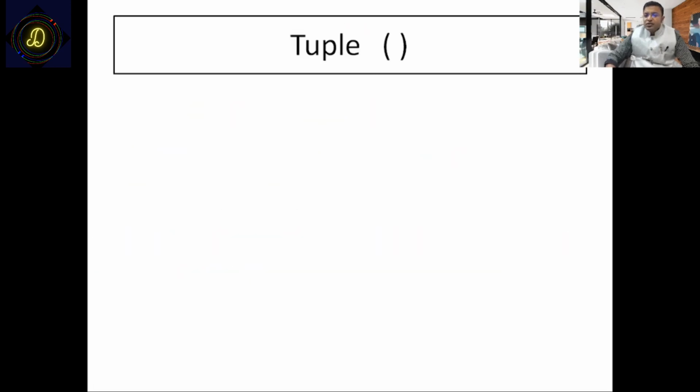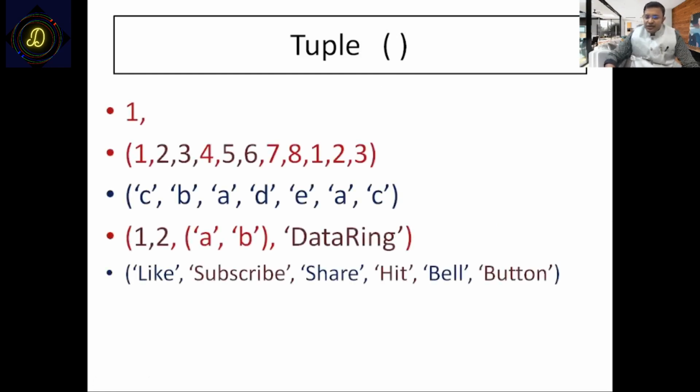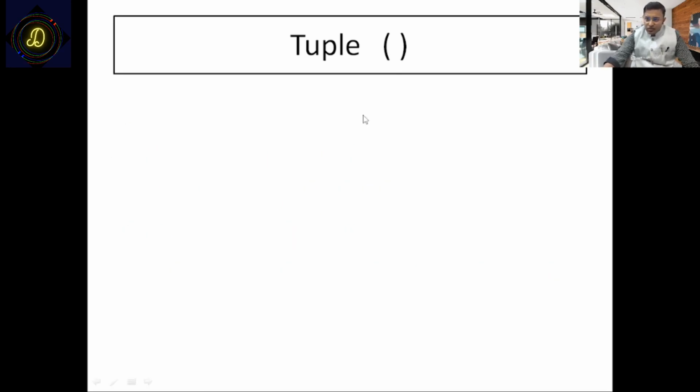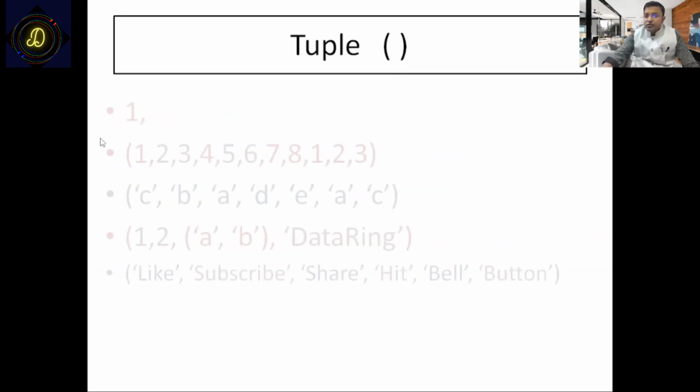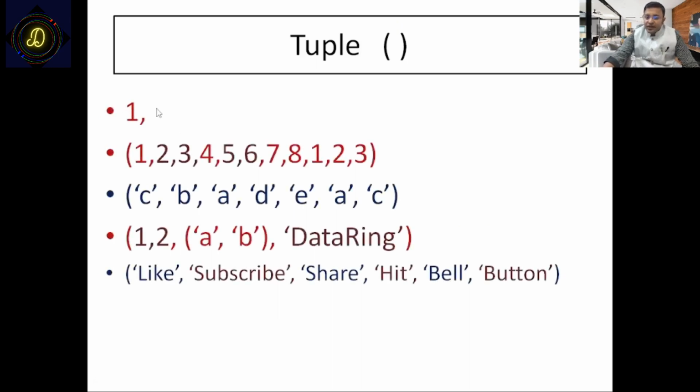Now coming to the tuple. Tuples are written in parentheses, in round brackets. A tuple can be written like this. Without brackets, you can also write 1 comma 2 comma, or 3, 4, 5, anything. Give a comma, and it will become a tuple.